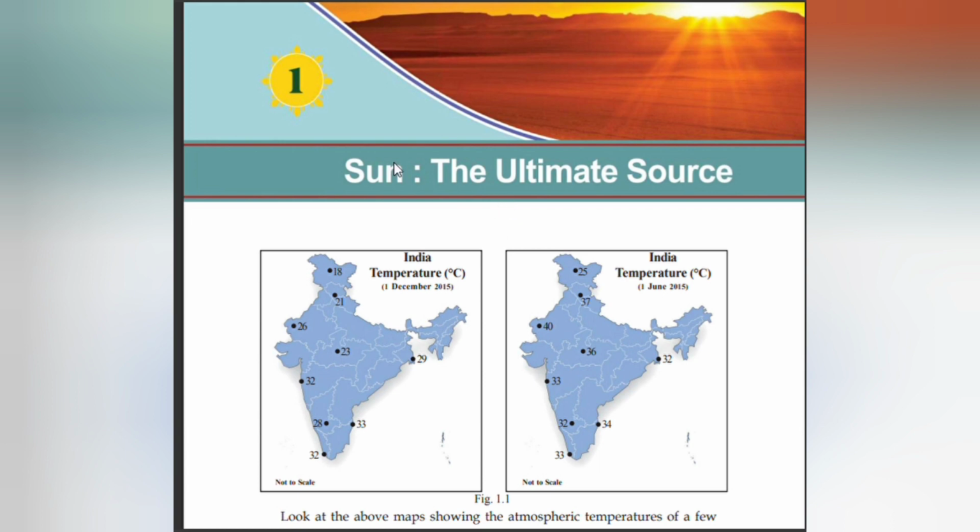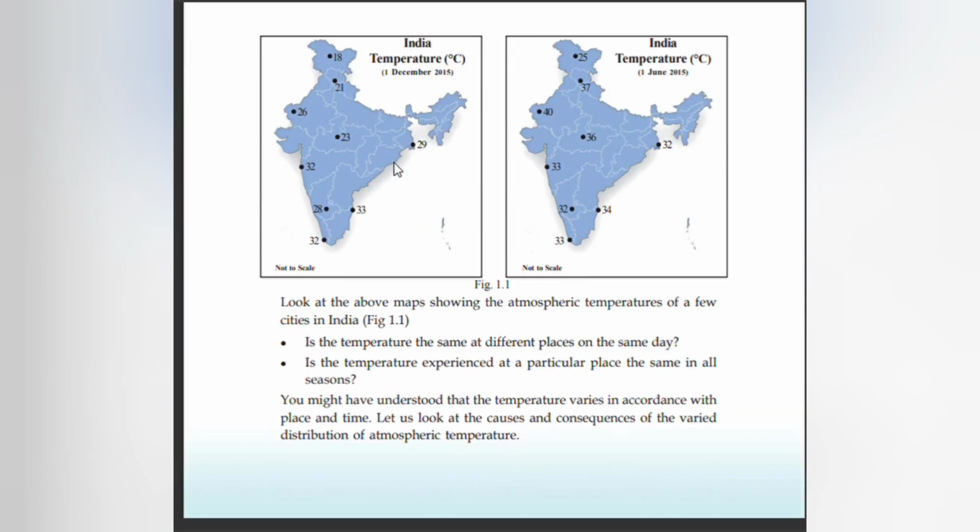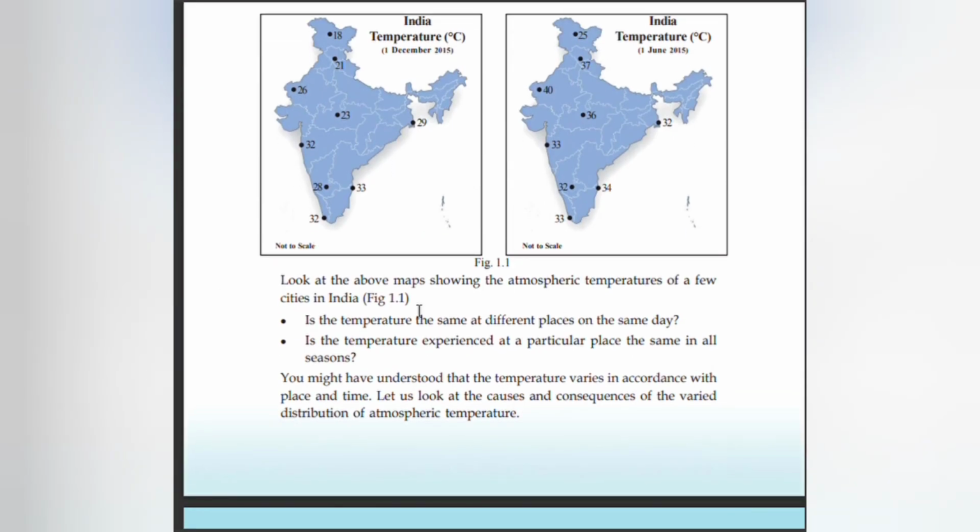Today in class we are going to learn the first chapter, Sun, the Ultimate Source. Look at the above maps showing the atmospheric temperature of a few cities in India. Is the temperature the same at different places on the same day? Is the temperature experienced at a particular place the same in all seasons? You might have understood that the temperature varies in accordance with place and time.